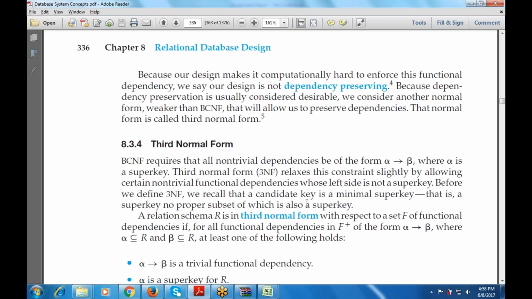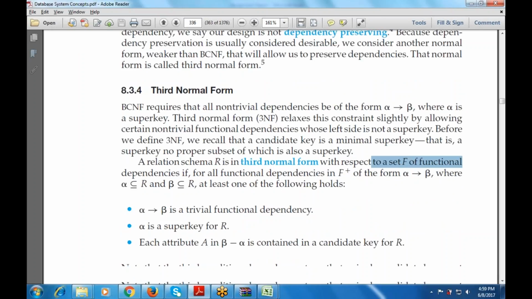It relaxes this constraint slightly by allowing certain non-trivial functional dependencies whose left side is not a super key. Before we define 3NF, we recall that a candidate key is a minimal super key, that is, a super key no proper subset of which is also a super key. So this also belongs to third normal form with respect to the set F of functional dependencies.